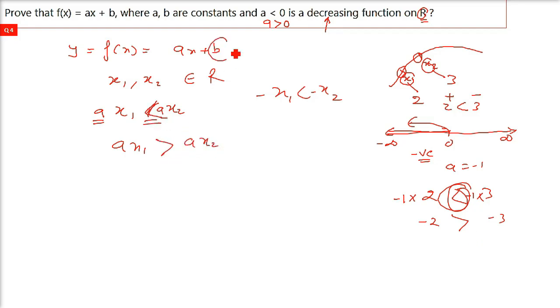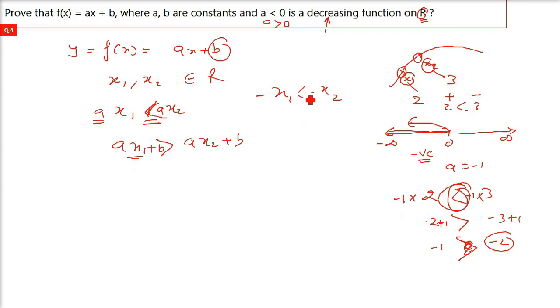All clear? Just add b. b is a constant number. b lies in the real numbers. So if we have minus 2, just add 1. I'm just adding some value, b, just say 1. What will happen? This will be negative. Just put the value first. Negative 1, negative 2. Again, negative 1 will be greater than negative 2. No change. So adding b will not change anything. The sign will remain like that.